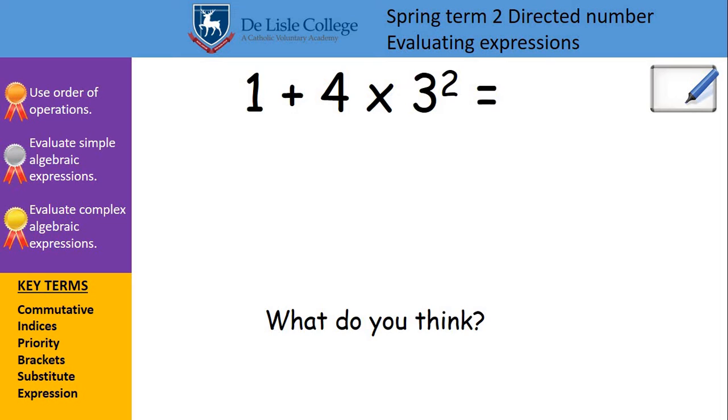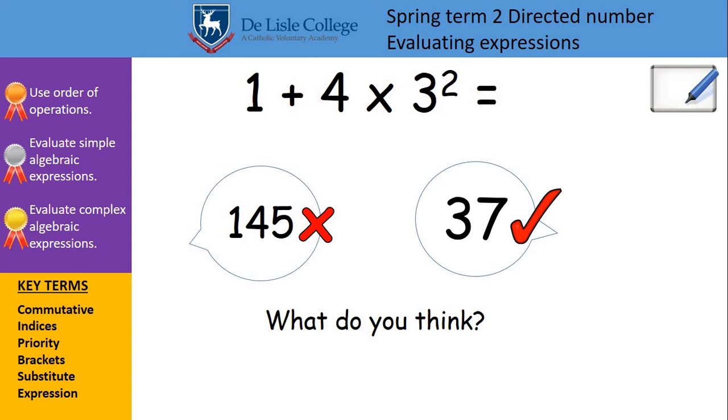Okay, so we've got multiplication and indices and addition this time. Indices comes first in the order of BIDMAS. So we'll do 3 squared first, which is 9. Then we'll multiply it by 4, it's 36. Add 1 and we should get to 37.